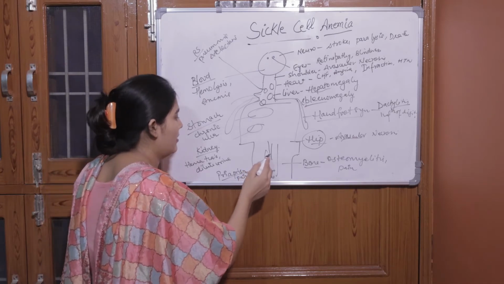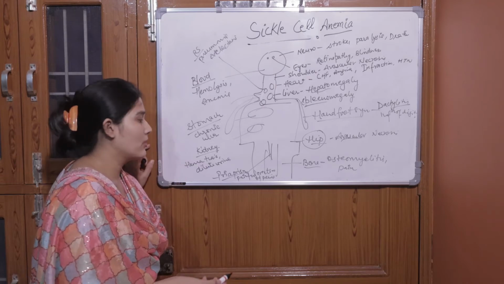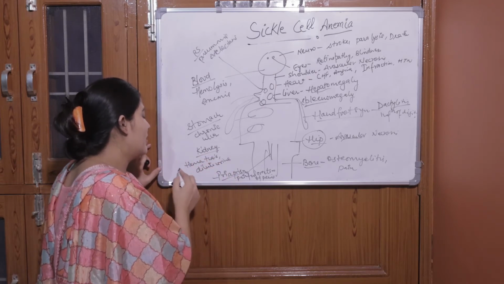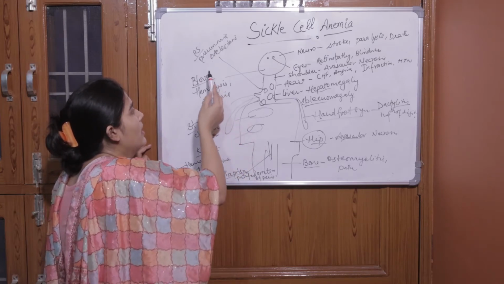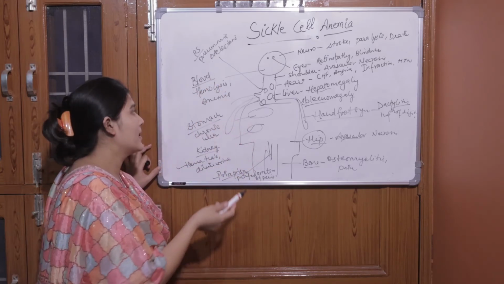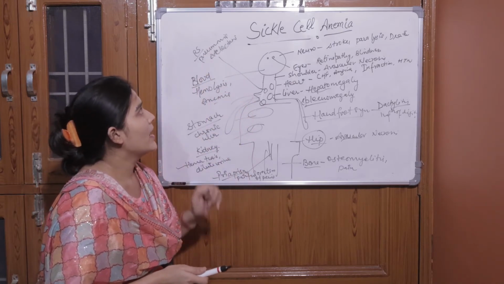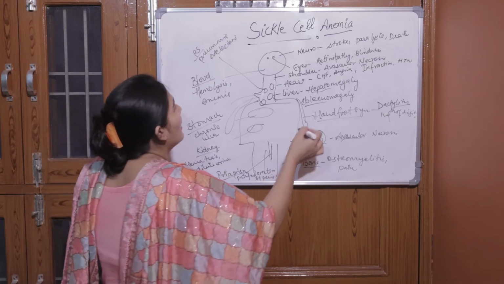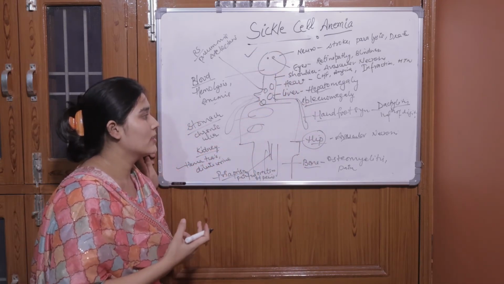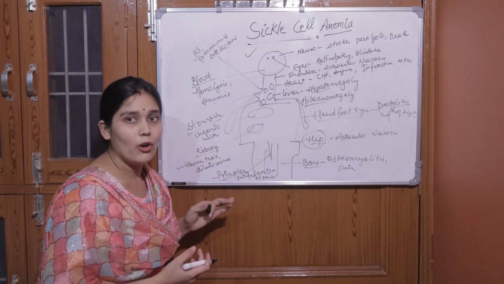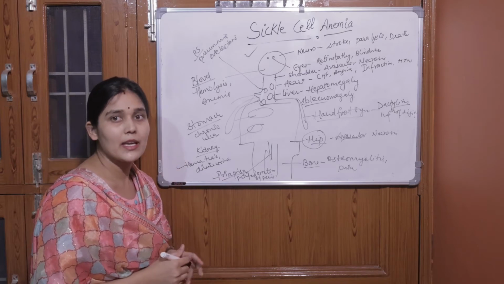In the reproductive system it may lead to priapism, that is painful erection of the penis, and in the kidney it will lead to hematuria or dilute urine. In the stomach it may lead to chronic ulcer. In the blood it may lead to hemolysis and anemia, and in the respiratory system it will lead to pneumonia and atelectasis. So you can see that because of the sticking of RBCs and decreased oxygen supply, it is affecting the whole body.